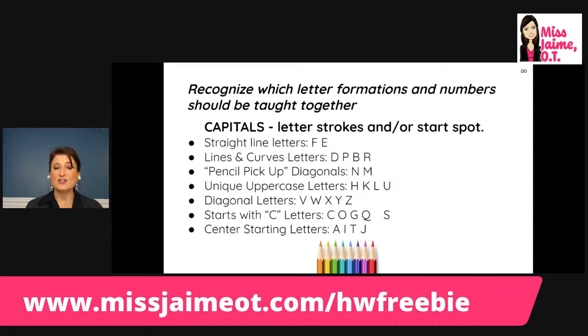A, I, T, and J are different than the rest because they start in the center. C, O, G, Q, and S also start in the center. Those are the starts with C letters. And then we have A, I, T, and J. They start in the center, which the rest of the letters all start in the top left corner. I hope that makes sense.